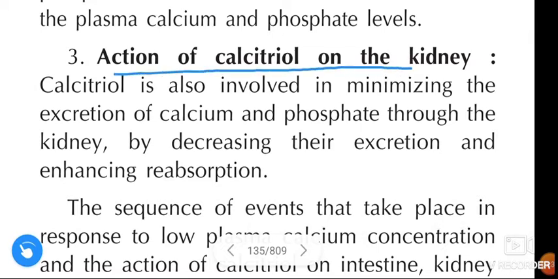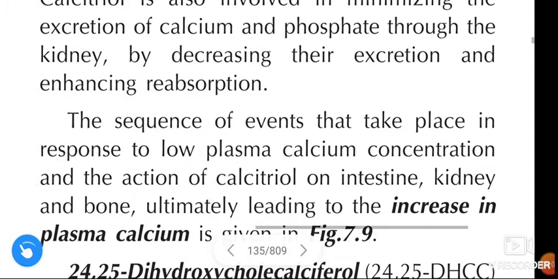Action of calcitriol on kidney. Calcitriol is also involved in minimizing, that means decreasing, the excretion of calcium and phosphate through the kidney by decreasing their excretion and enhancing absorption. That means calcitriol increases the reabsorption of calcium and phosphate through the kidney. Thus it decreases excretion.